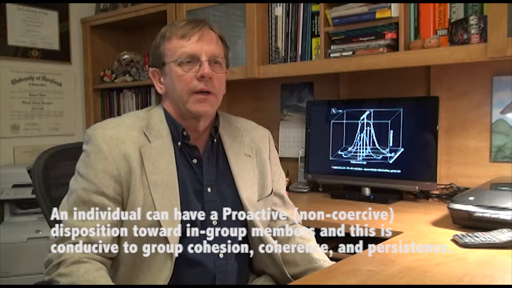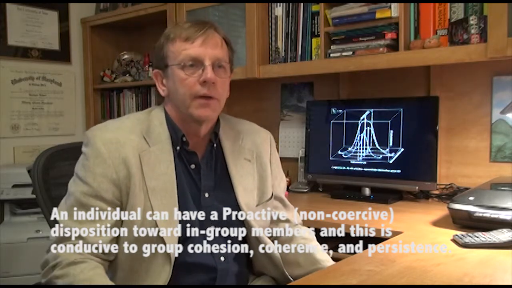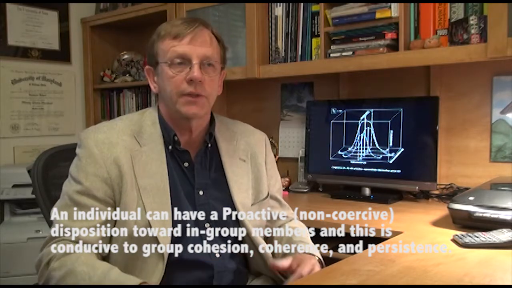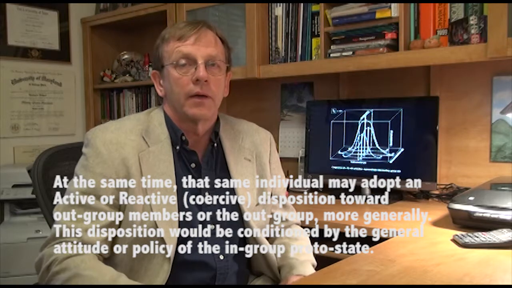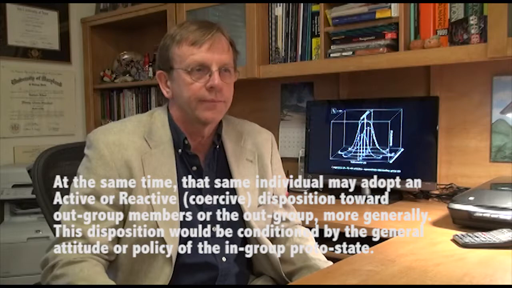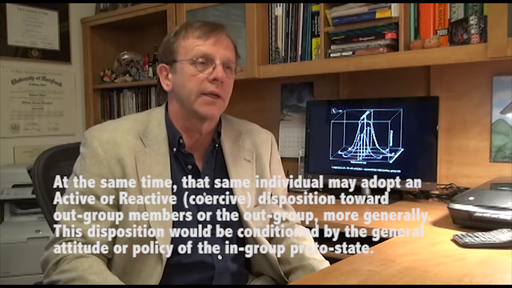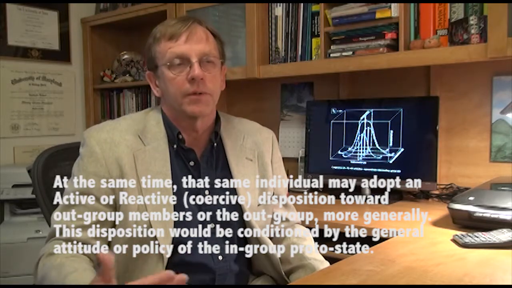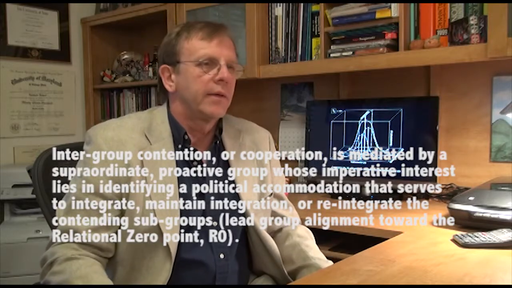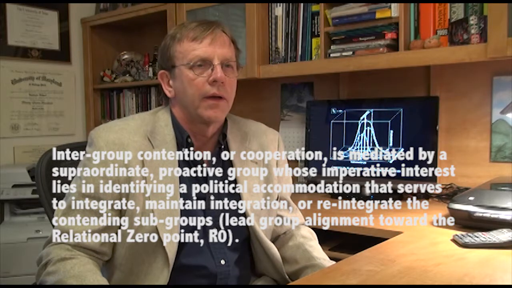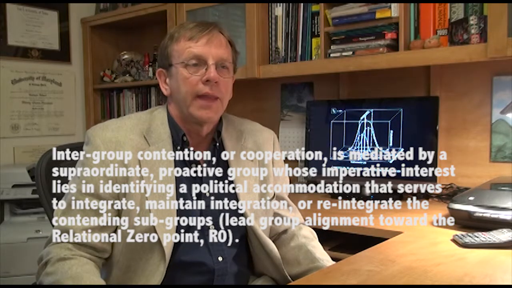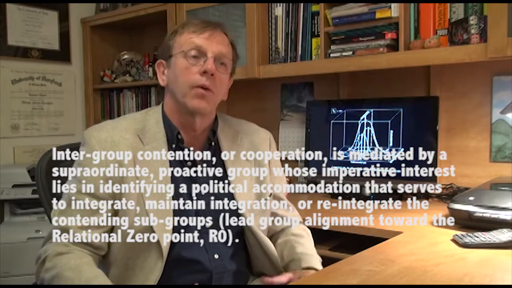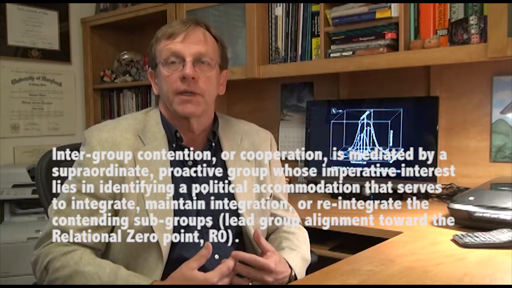So, an individual can have a proactive, non-coercive disposition towards in-group members, and this is conducive to group cohesion, coherence, and persistence. But they can also have an active or reactive, relatively coercive disposition towards rival outgroup members, or a rival outgroup itself, as a personification of individuals who are members of that particular external or outgroup. Intergroup contention, then, and intergroup cooperation must be mediated by a superordinate proactive group whose immediate interest lies in finding a political accommodation that will serve to integrate and maintain the integration or reintegrate groups that have become contentious.